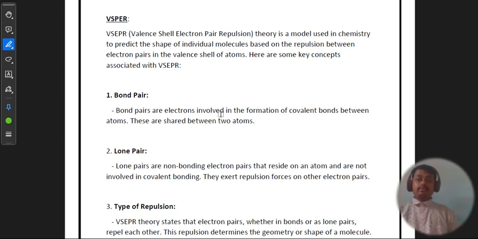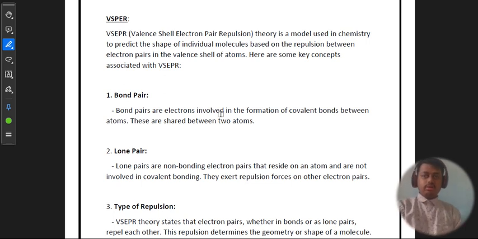Now we will discuss the valence shell electron pair repulsion theory, which is a model used to predict the shape of the molecules using the repulsions of electron pairs in the valence shell of atoms. Earlier in class 12, we could not predict shape, but here using this theory we can predict shapes of molecules also. Now there are some terms we need to learn before going into predicting the structures.